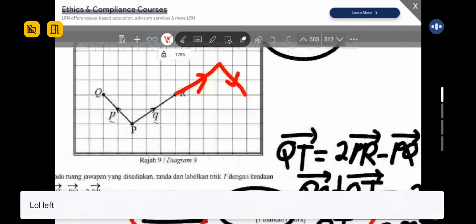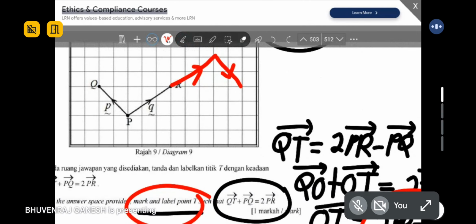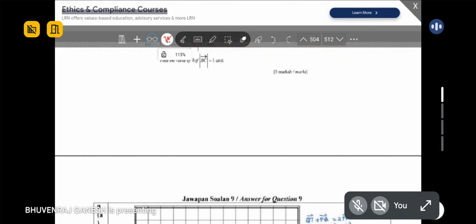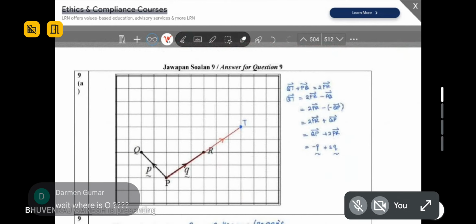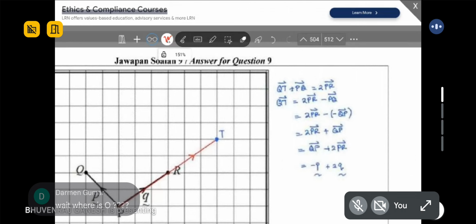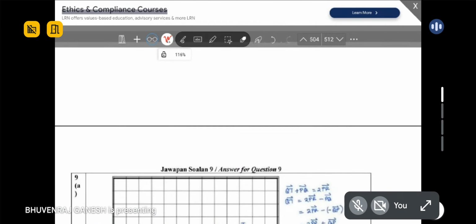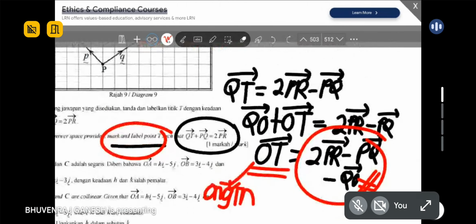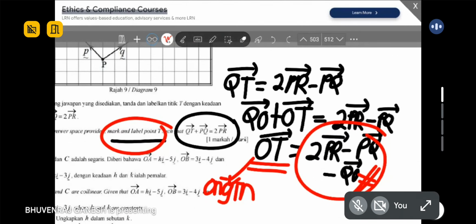You need to find QO over here. Wait. Let me see. Did they want to find QO? Wait, guys. QT equal to 2PR. Oh, okay, very simple. No need. Yeah, no need to find O because the question never labelled O. Tak perlu. So actually the question is straightforward only.